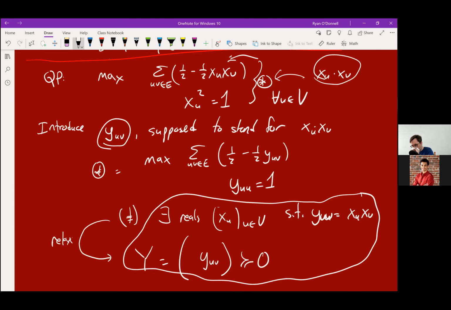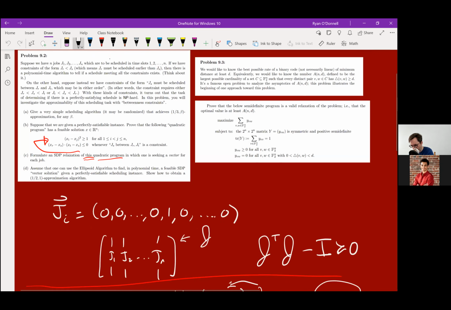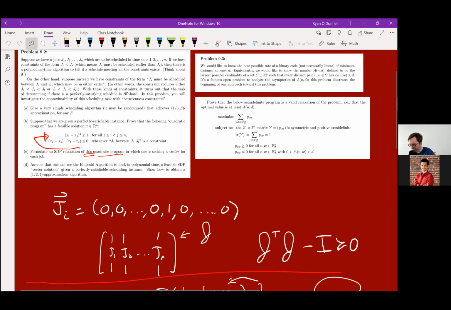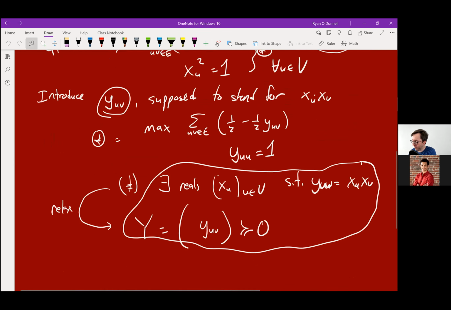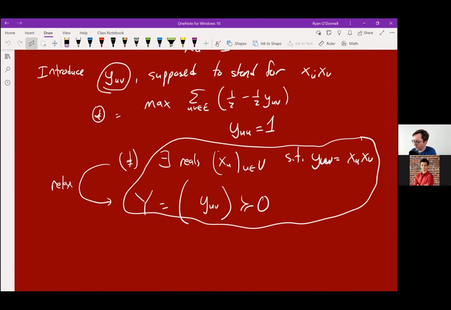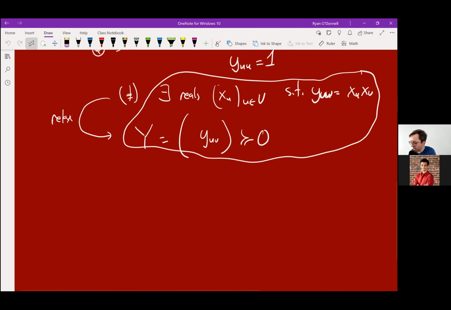So this is the generic way to relax a quadratic program to a semi-definite program. Right, that makes sense. Maybe I'm a little confused about the relaxation from dagger. Why again does the relaxation work? If there exist X_U, X_V such that Y_UV is equal to X_U X_V, then Y is positive. Why does it necessarily have to be positive semi-definite? It's only if we're assuming X_U and X_V are integral, right?